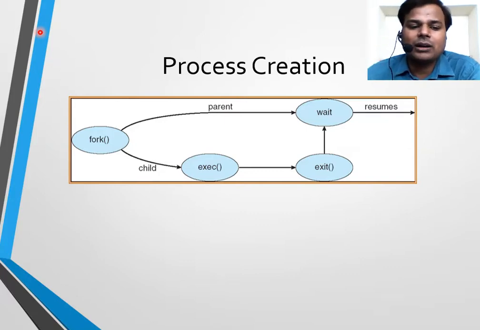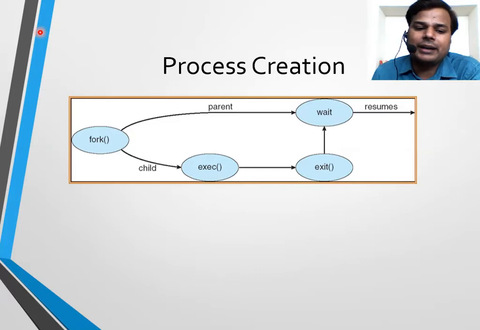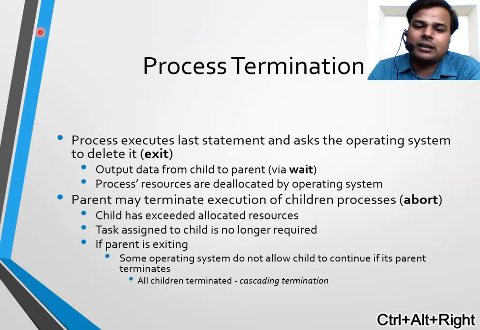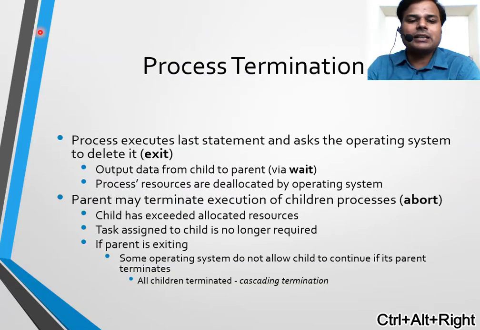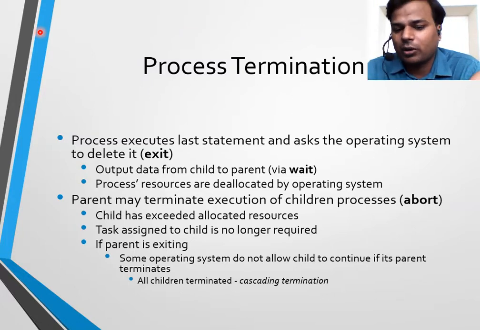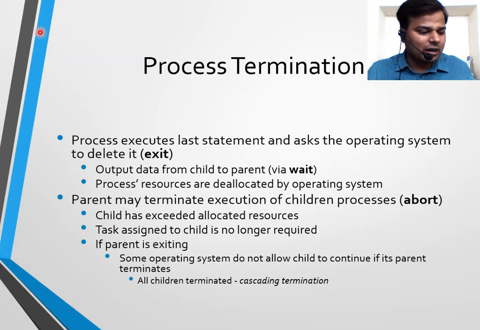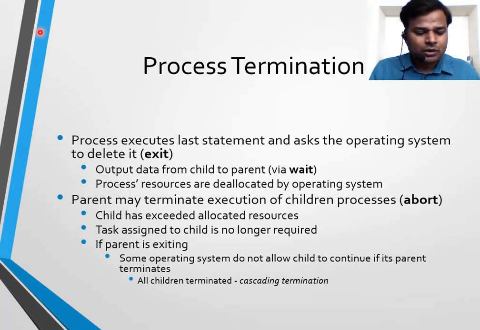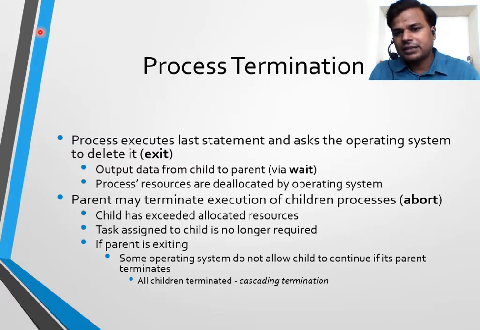So you can check it out: whenever a parent calls a fork call, it creates a child process which executes, and when it exits, it might go to the waiting queue and then move to another part. The next part is process termination. In process termination, we simply use exit or abort. In exit or abort type of conditions, we work whenever some conditions occur.